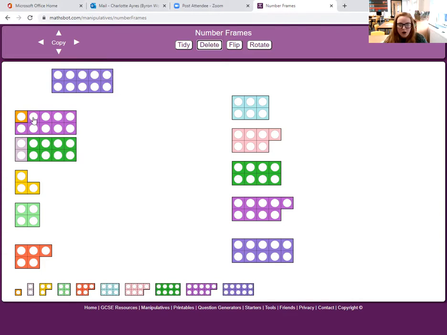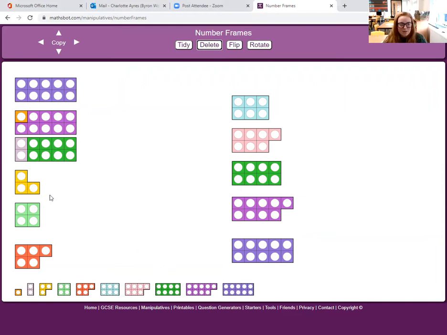And as we can see, although the two parts of this whole are changing, it is still equalling the same amount. So this is 10 altogether, and this is 10 altogether, but they are just made of 2 different parts. So working systematically, we've done 0 and 10. We've done 1 and 9. We've done 2 and 8. Our next systematic number bond is going to start with 3.